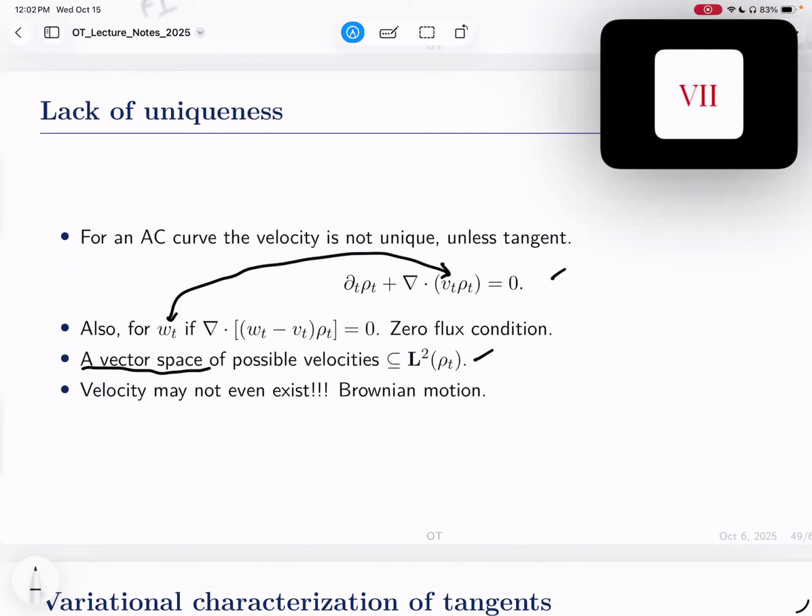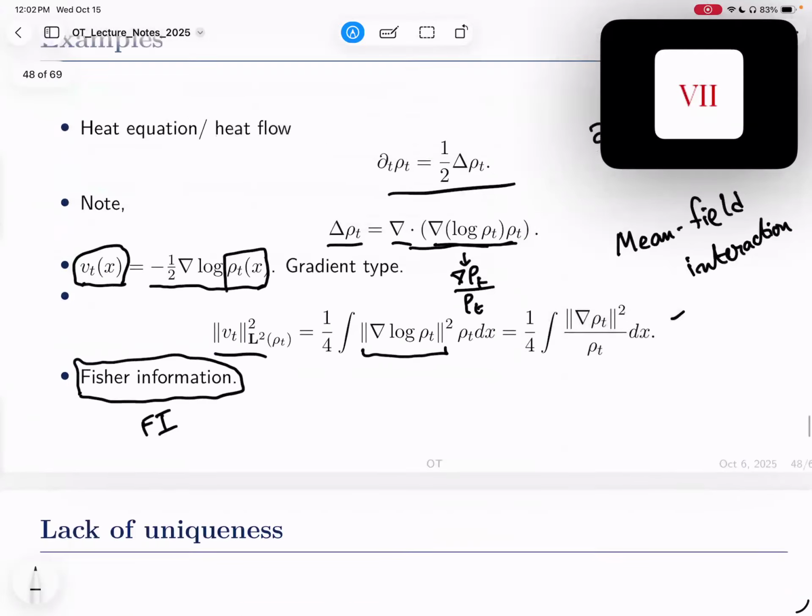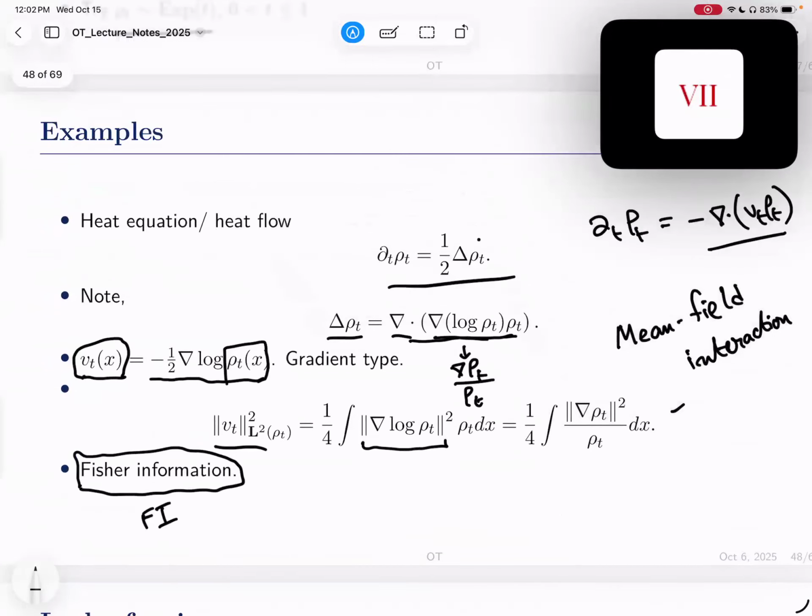In fact, the concept of velocities may not even exist. And this is one of the things that we just saw here. Go back here. Look at the heat flow. This is a solution: ∂t rho t is 1/2 the divergence of the gradient of rho t, the Laplacian. And we just figured out that it is given by this tangent velocity, negative 1/2 gradient of log rho t of x. But if you're coming from a probability or statistics background, this is not how you think about heat flow.